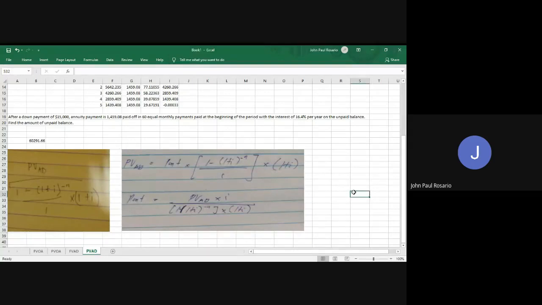Follow? Okay, from this, since payment is the unknown, we simply move the other things to the other side. So either you move the whole term over here, or since I is in the denominator, payment equals PVAD times I over 1 minus (1 plus I) to the power of negative n, times 1 plus I. Did you follow?